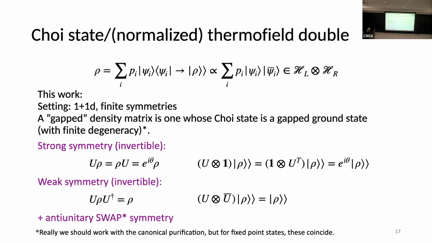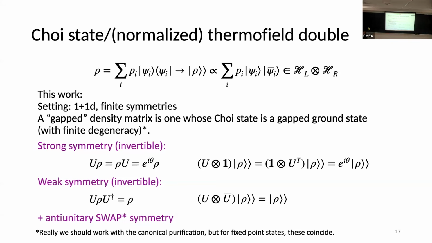Something that comes automatically in this formalism is an anti-unitary swap-star symmetry. That just swaps states in H_L and states in H_R and then performs complex conjugation. So this comes automatically. I should emphasize that every density matrix maps onto a state in a doubled Hilbert space, but not every state in the doubled Hilbert space comes from a density matrix.